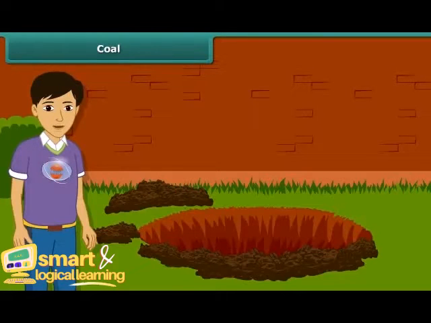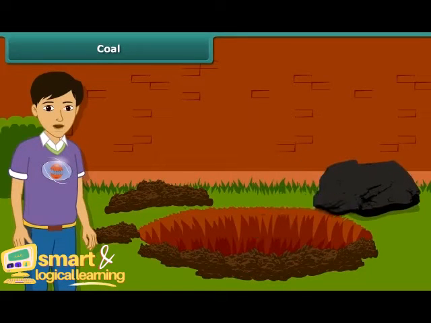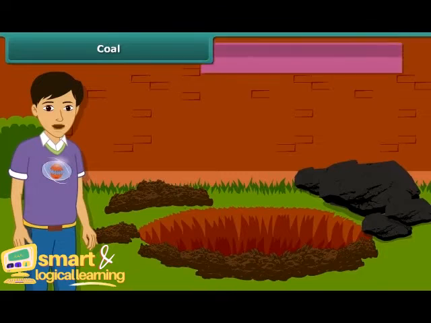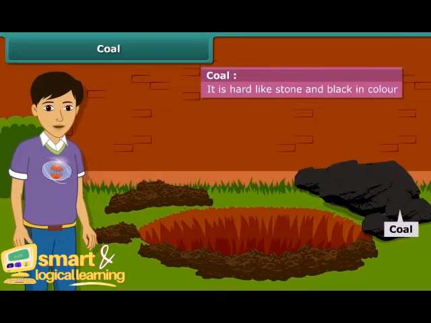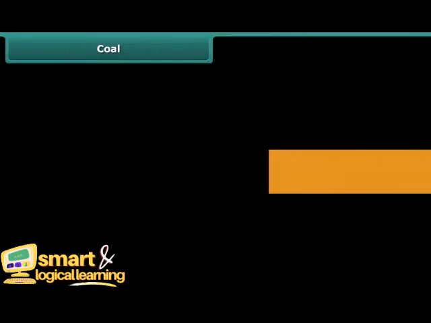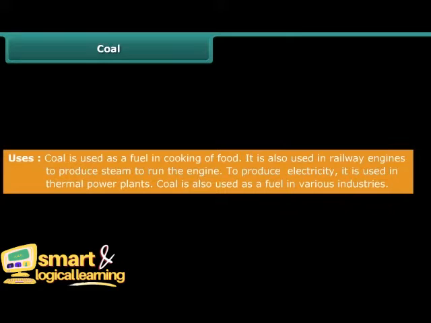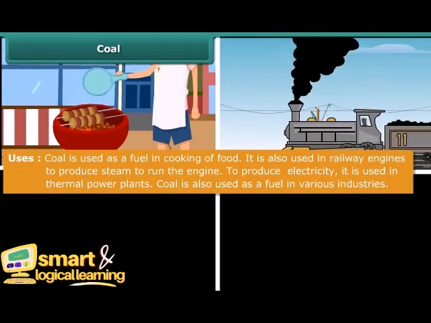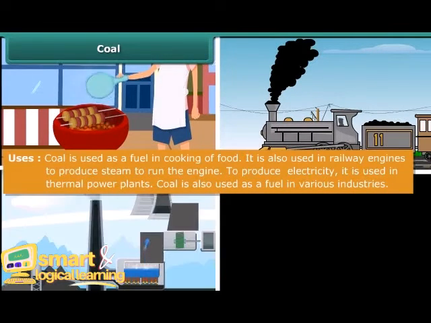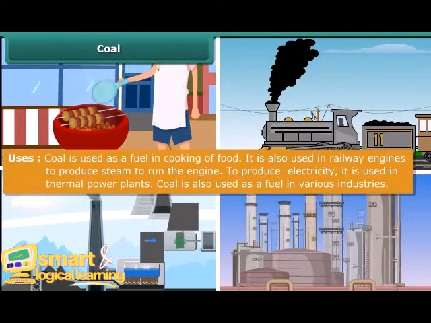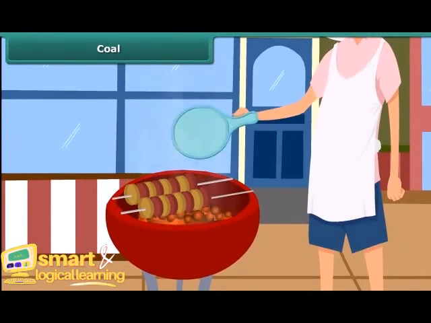Hey, now let us know about these fossil fuels in detail. Let us start with coal. You may have seen coal in your surroundings. It is hard and black in color. Coal is used for a variety of purposes such as cooking food, running railway engines, thermal plants, and various industries. After heating in air, it starts burning and produces carbon dioxide gas.